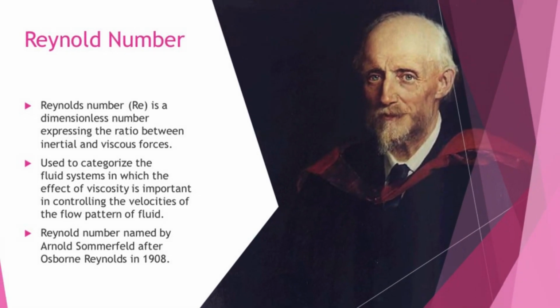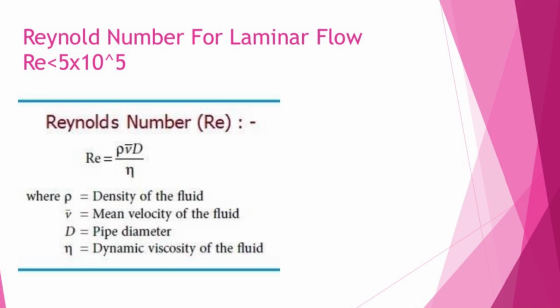After we know about laminar flow, we need to know what is Reynolds number. Reynolds number is a dimensionless number expressing the ratio between inertial and viscous force, used to categorize the fluid system in which the effect of viscosity is important in controlling the velocity or flow pattern of fluid. Reynolds number, named by Arnold Sommerfeld after Osborne Reynolds in 1908. The slide shows the Reynolds number ranges for laminar flows and the formula of Reynolds number.